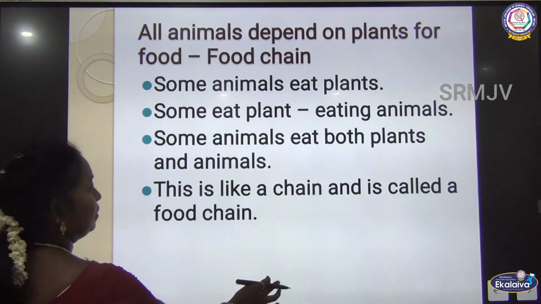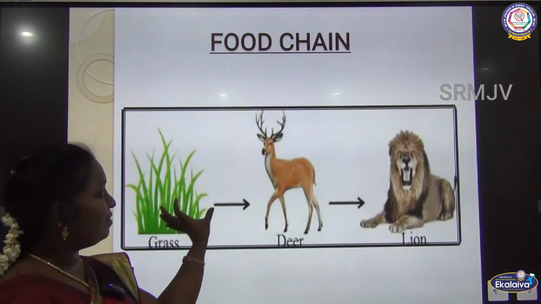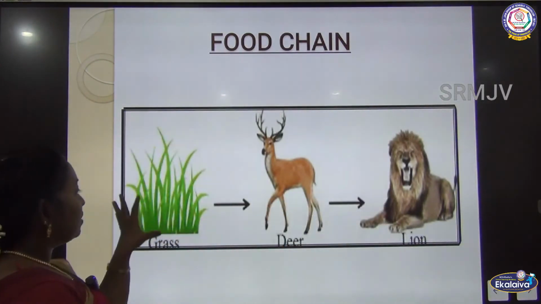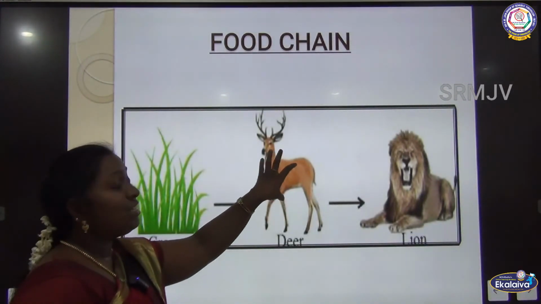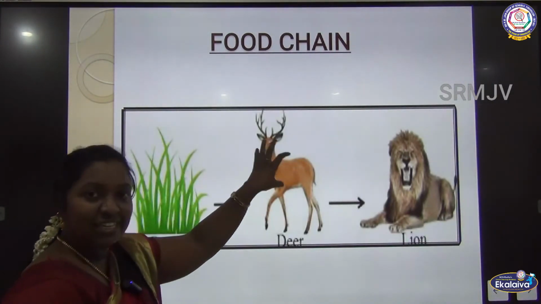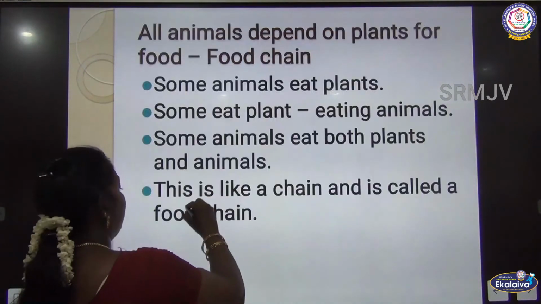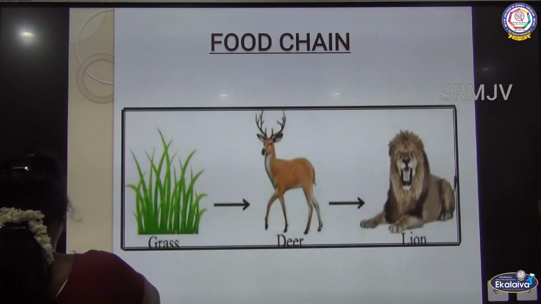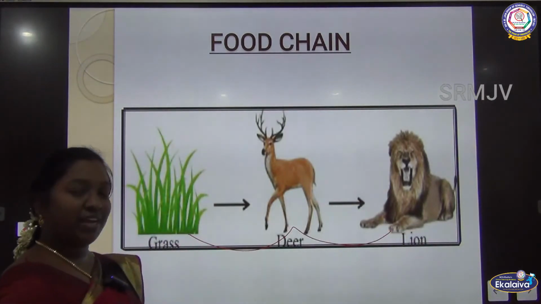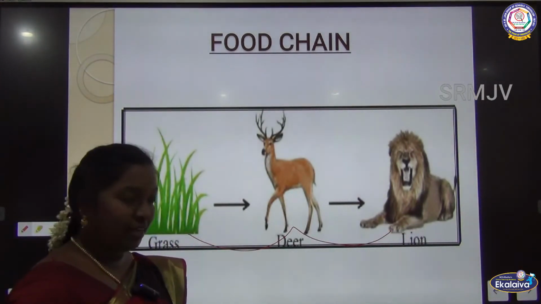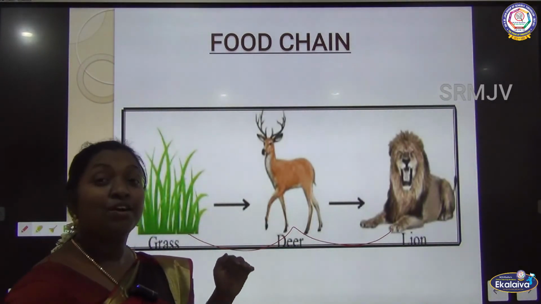Let me show you one example. See, when you see this picture, you will understand. This is grass, deer and lion. The grass is eaten by the deer. Now this is called what? Plant-eating animal. This plant-eating animal will be eaten by this animal. So through the food, these are connected one by one through the chain. This is the example for the food chain. Through the food it's connected. That is why this process is called the food chain.